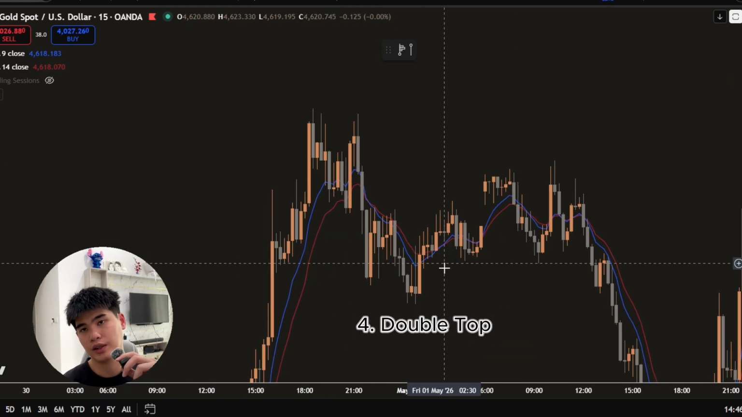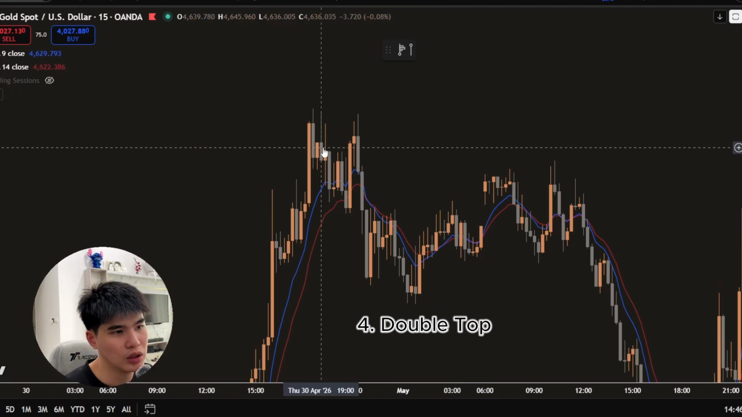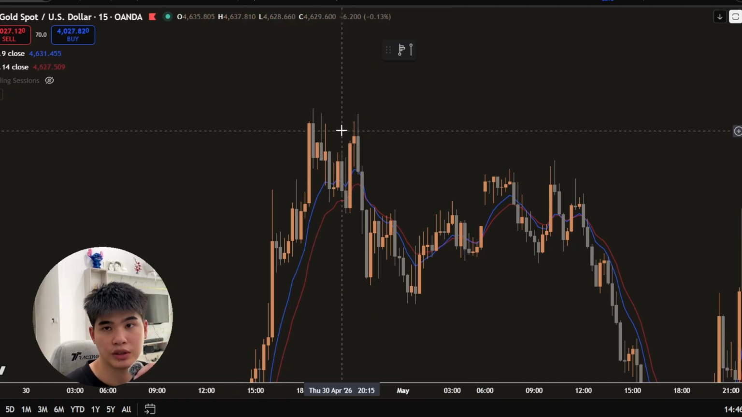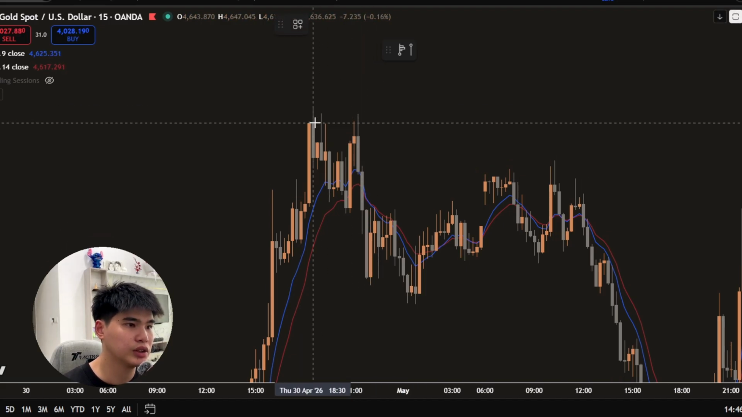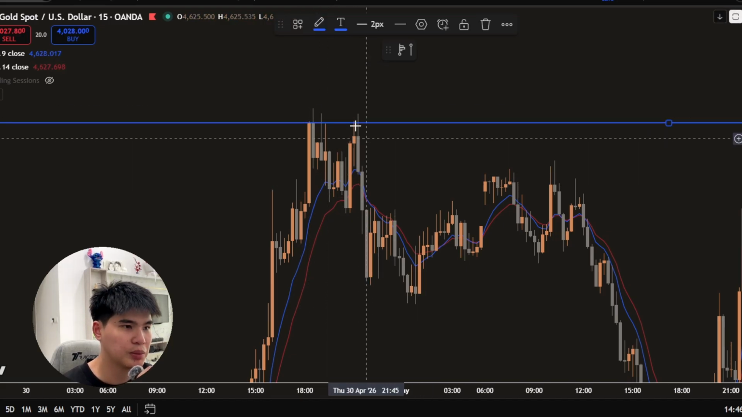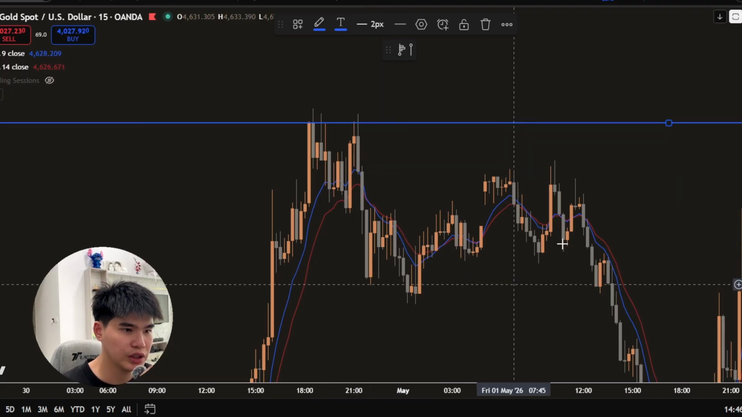And next, we have double top. Double top means that there are two rejections on the top, right? So we have one rejection, two rejections at the same line. So this is the top. With a double top, we go for a sell, and eventually it goes down.